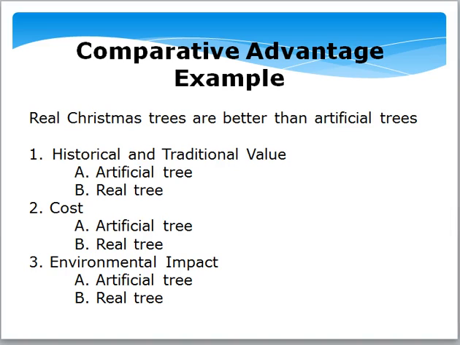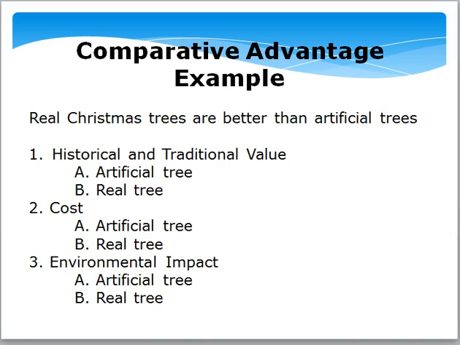Another criteria that I've decided to identify is cost. And then I would say, okay, cost of an artificial tree, and then compare that to the cost of a real tree. And finally, I've identified environmental impact as my third criteria that I'm going to compare these two. Again, notice that the subpoints are the same. I'm going to go artificial tree, real tree, artificial tree, real tree, artificial tree, real tree. I'm going to keep those subpoints the same because it's going to help my audience be able to follow my speech better.